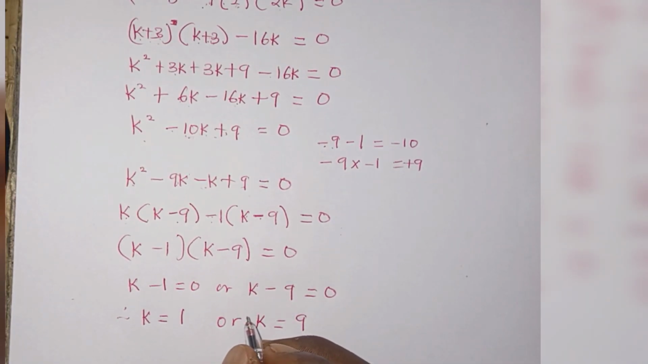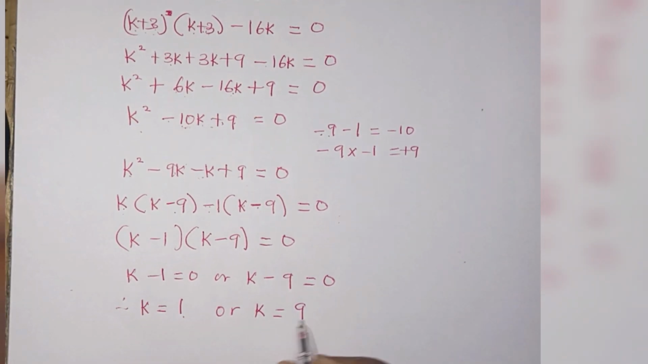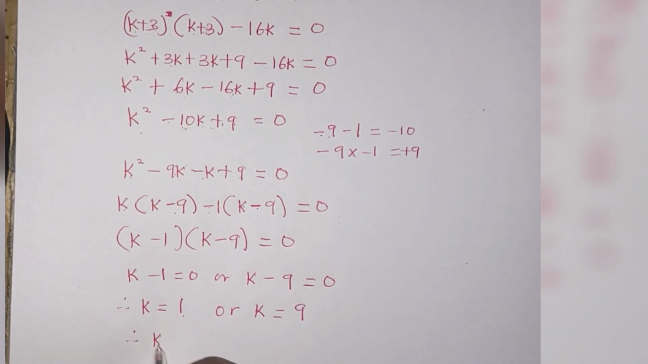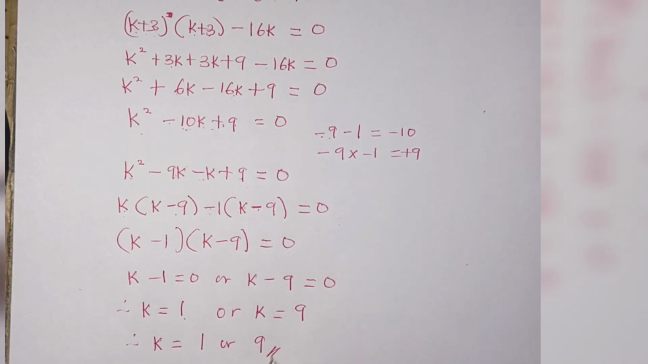So the question says, what is the value of k? We have k equal to 1 and k equal to 9. So in conclusion, the value of k could be 1 or 9. As simple as that.